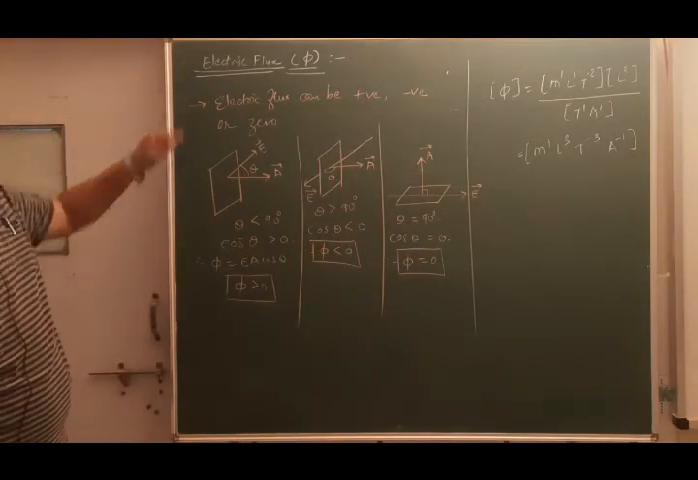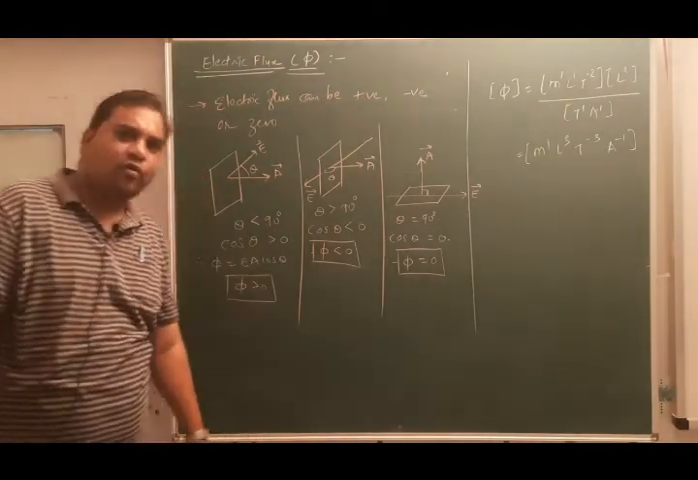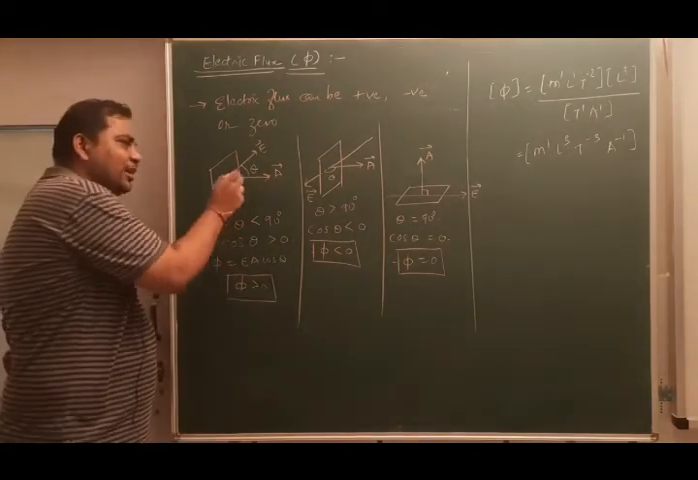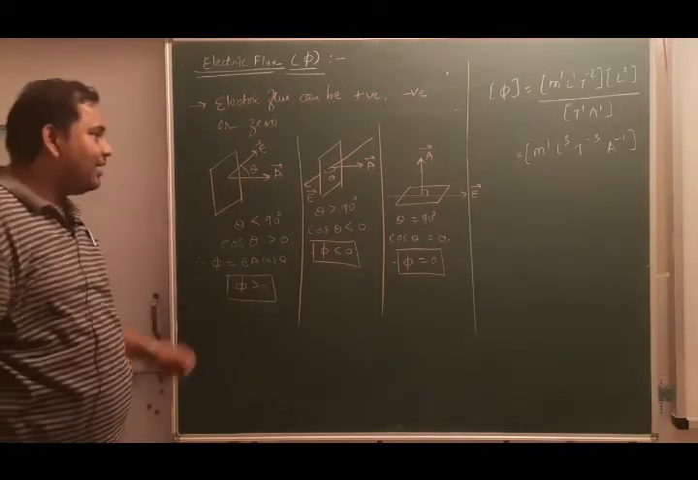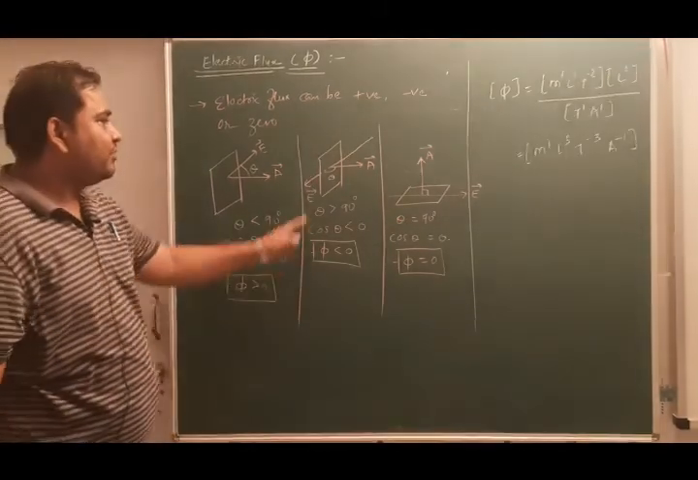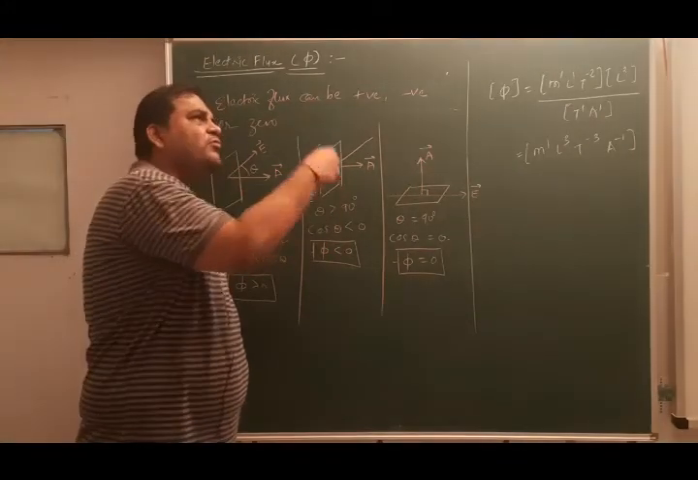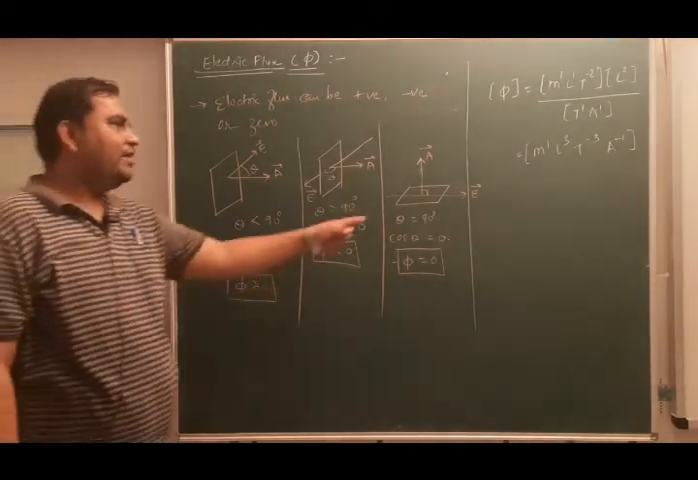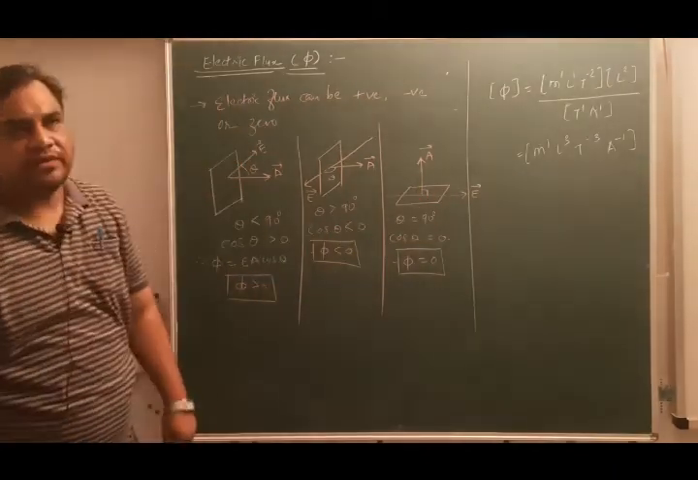You are getting this? Electric flux can be positive, negative or 0. Electric flux is a scalar quantity. If field lines are coming out of the surface, if angle between E and area vector is theta, अगर वो angle 90 डिग्री से कम है, then flux is positive. If over here, if electric field lines are moving into the surface, then flux can be considered as what? Negative.